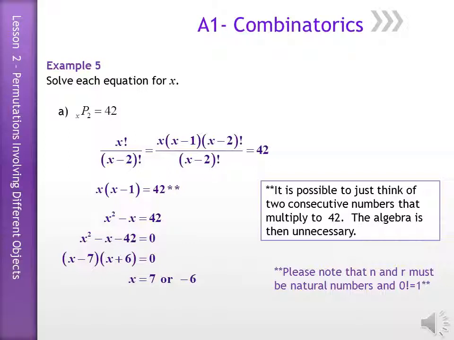Now, you might also wonder why x wouldn't also equal negative 6. Well, it does. But because n and r must be natural numbers, we will reject x as negative 6 because of the negative.